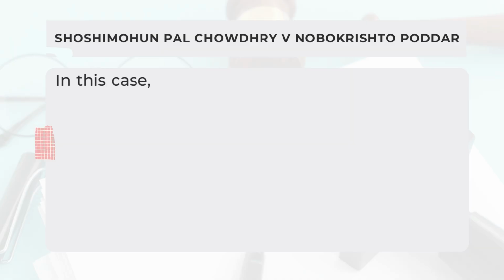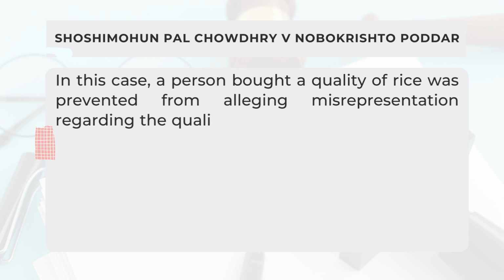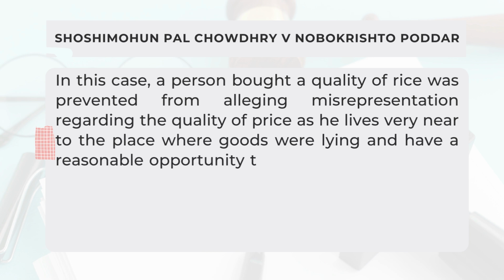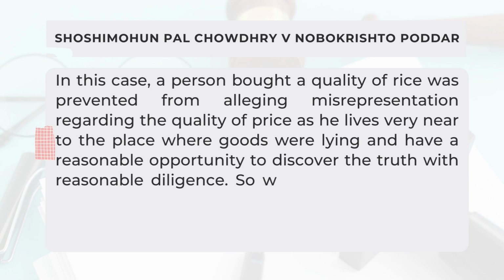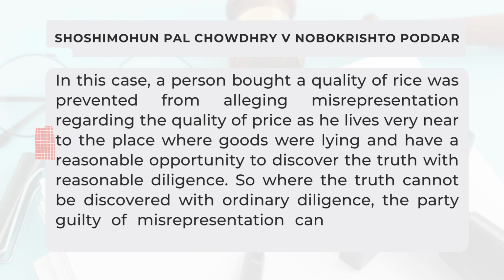Let us look at certain cases. One case is Shashi Mohan Paul Chaudhary versus Novo Cristo Powder. In this case, a person who bought a quality of rice was prevented from alleging misrepresentation regarding the quality of the rice, as he lived very near to the place where the goods were lying and had a reasonable opportunity to discover the truth with reasonable diligence. So, where the truth cannot be discovered with ordinary diligence, the party guilty of misrepresentation cannot rely on the defense. But when it is very near, you could go and check out the quality of the rice, then the court believes that you had reasonable diligence to check the quality. So, here misrepresentation was not imposed.